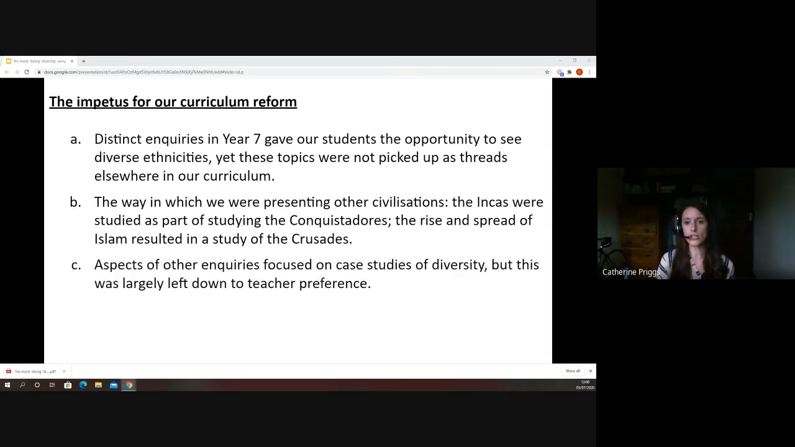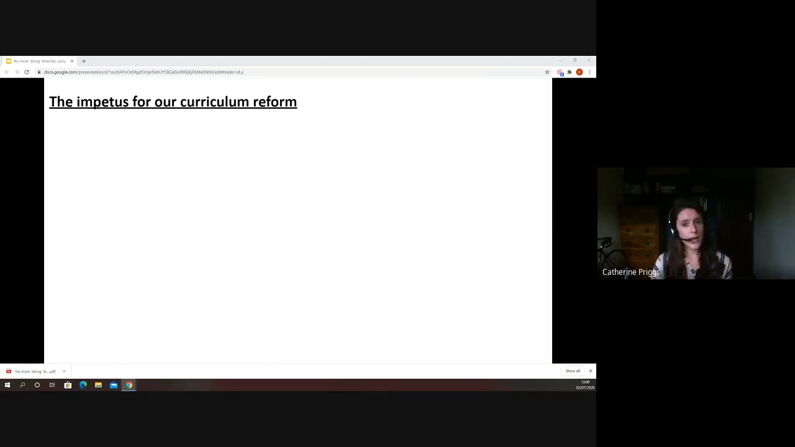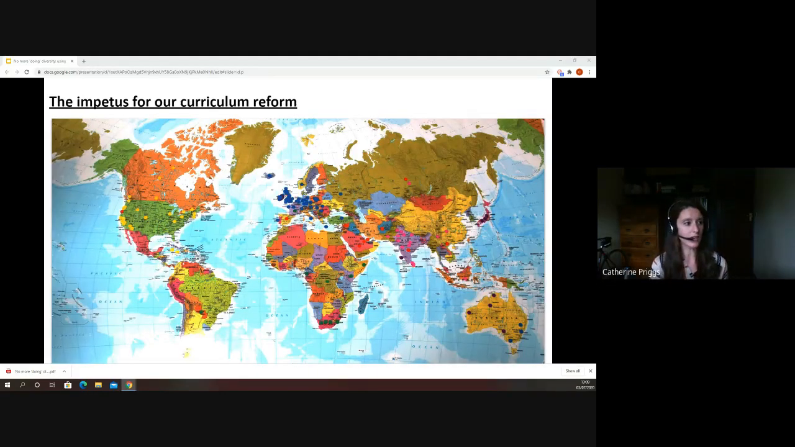Third, individual teachers incorporated diversity, but this was largely left down to teacher preference. And I was really concerned, therefore, that students weren't picking up a consistent curricular narrative, and it was dependent on which teacher you had. And then finally, slavery in Year 8 was our students' first explicit opportunity to learn about the history of African Caribbean peoples.